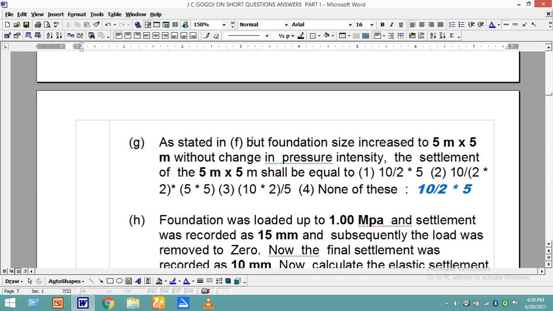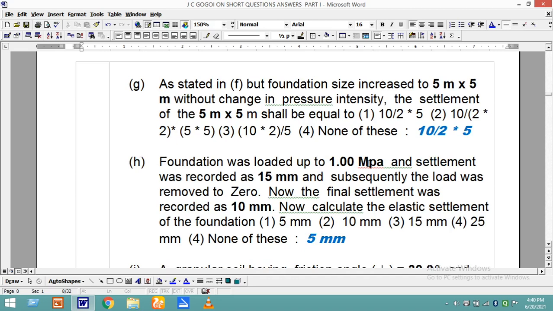As stated in the previous question, but the foundation size is increased to 5 by 5 meter without change in pressure intensity, the settlement of 5 meter by 5 meter shall be equal to 10 divided by 2 into 5. These are the answers. 10 divided by 2 into 5, 10 by 2 into 2 into 5 by 5. Next is 10 by 2 divided by 5, none of this. The answer is 10 by 2 into 5. Earlier it was calculated for 2 by 2 foundation size, and now it is 5. So 10 divided by 2, into 5. We will be getting correct results.